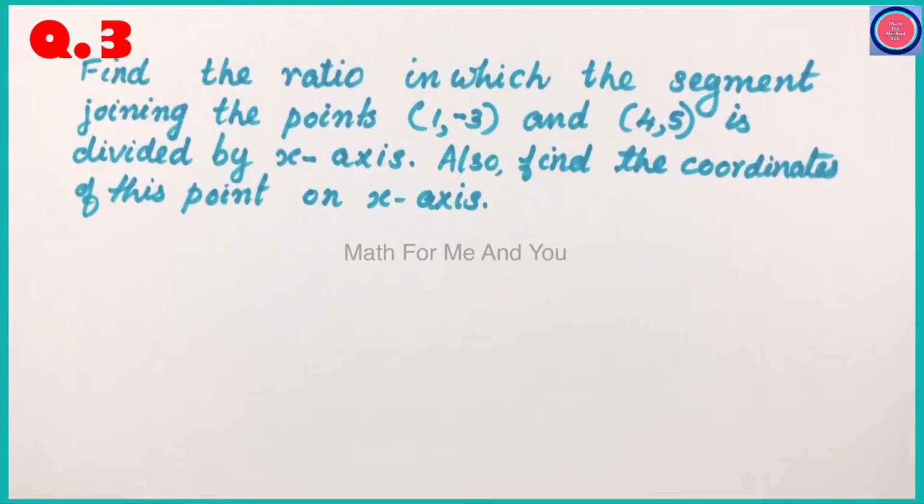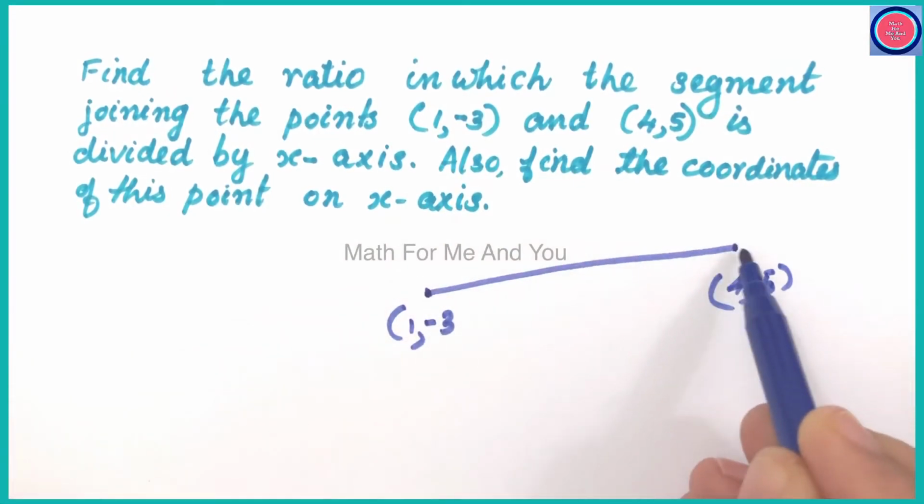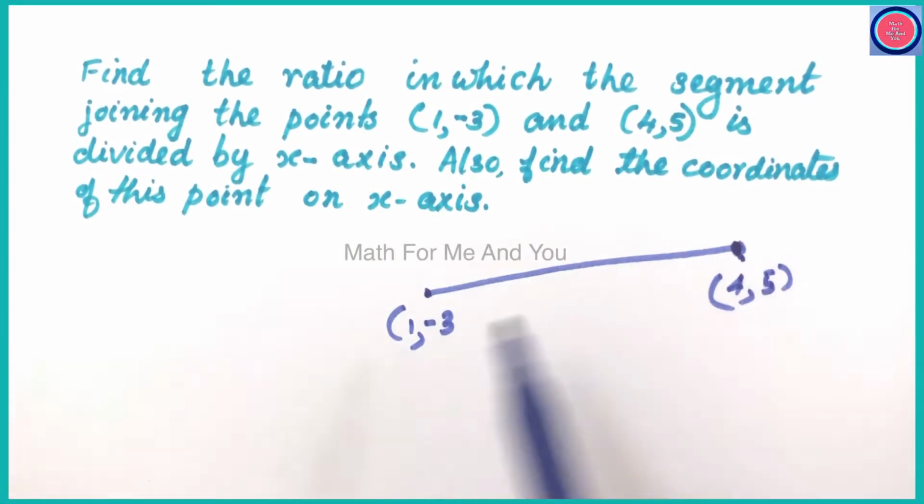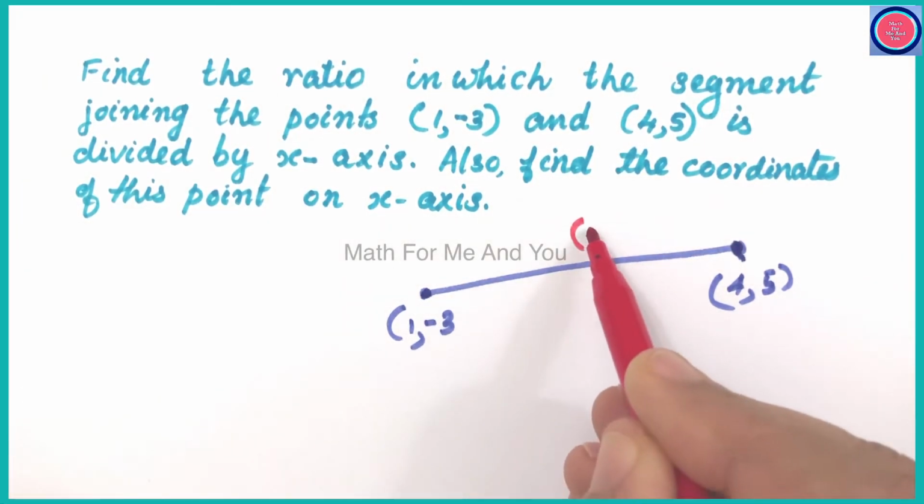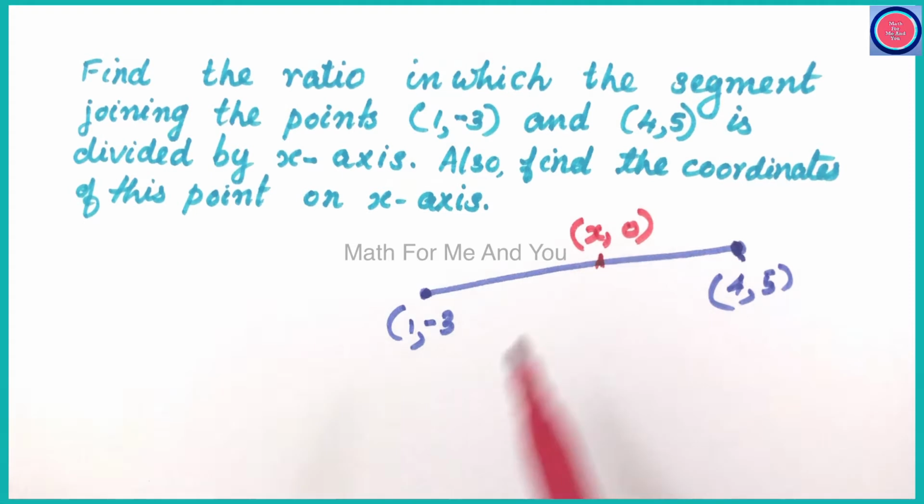Question 3. Find the ratio in which the segment joining the points 1, minus 3 and 4, 5 is divided by x-axis. Also find the coordinates of the point on x-axis. That means here given 2 points, 1, minus 3 and 4, 5. And the line segment joining these 2 points is cut by the x-axis. And there we get a point, and the point we can mark as x0 because the point is on the x-axis. So we can mark the point as x0.